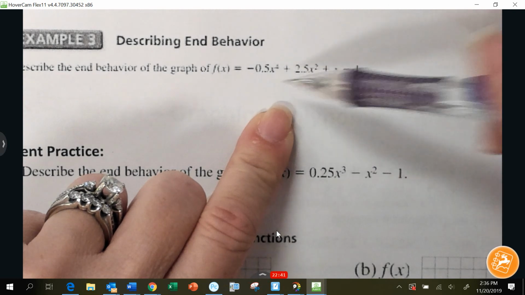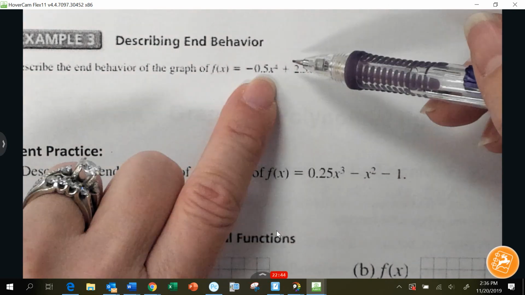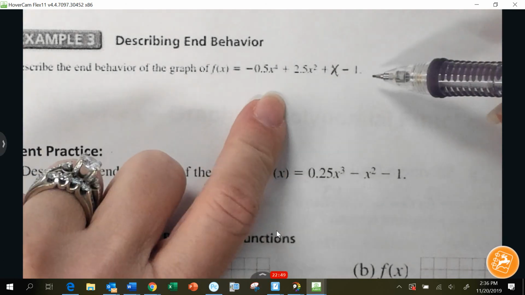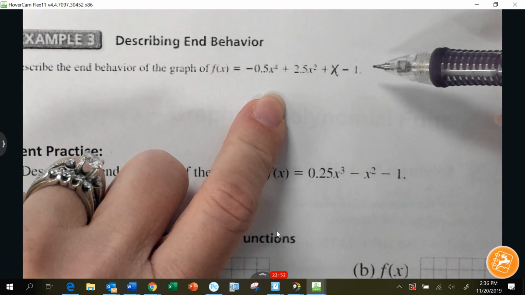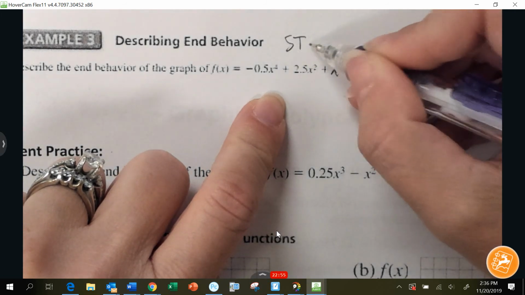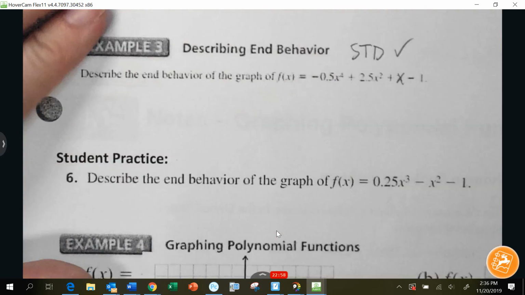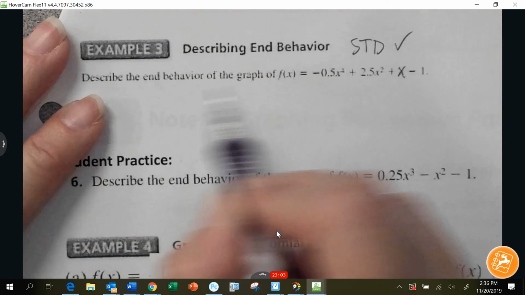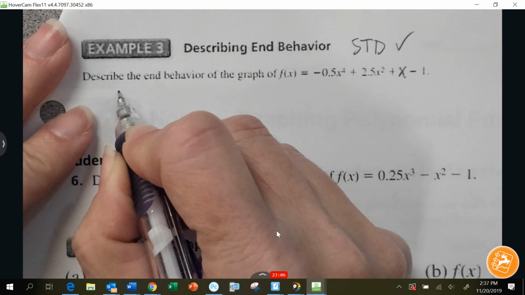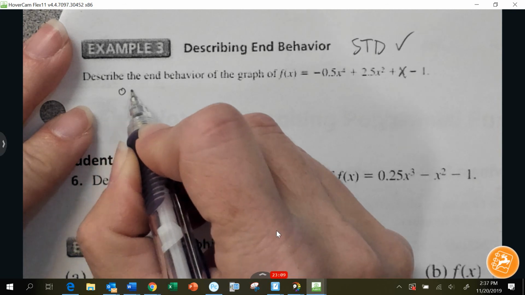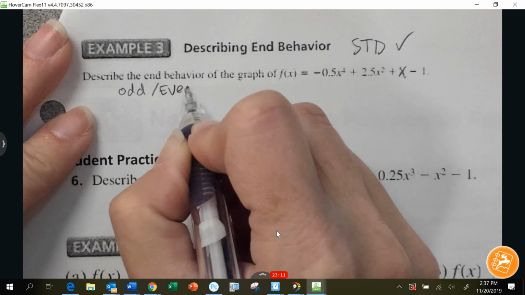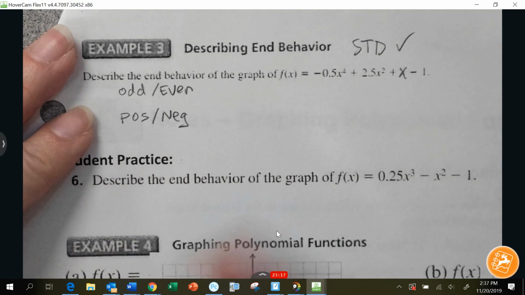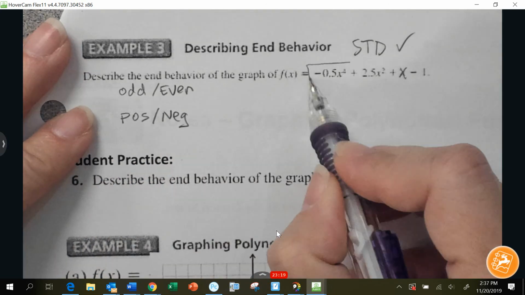So f of x equals negative 0.5 x to the fourth plus 2.5 x squared plus x minus 1. Is this in standard form? Okay, if it's in standard form, we can go on to figure this out. So we need to look at if it's odd or even, and then we need to look at positive versus negative. Those are the two things we have to look at. So we always look at the first term to determine this.